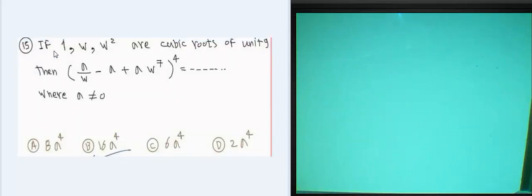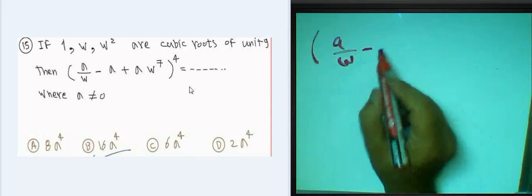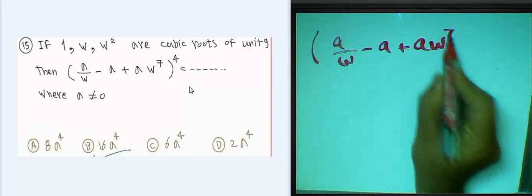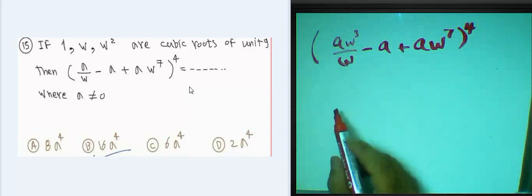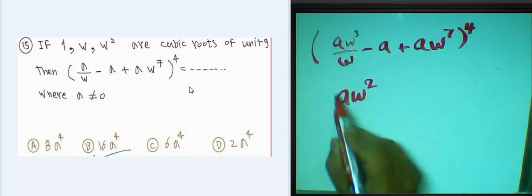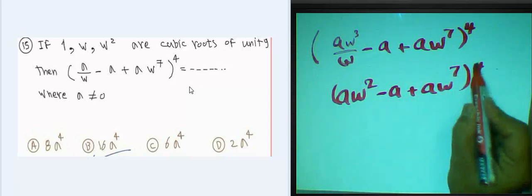Question 15. If 1 and ω and ω² are the cube roots of unity, then (a/ω − a + aω⁷)⁴ equals blank. We can simplify it: since ω³ equals 1, the result will be (aω² − a + aω⁷)⁴.